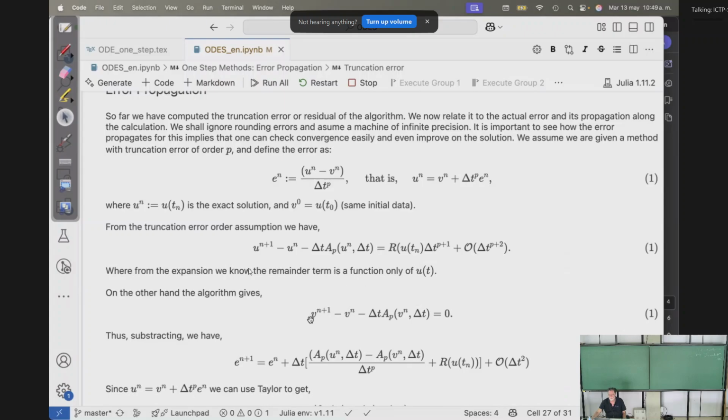On the other hand, we have the expression, the algorithm to compute things, where here is the approximation. So we can take this minus this to get that the error at step n plus 1 is equal to the error at step n plus this term, which is the a at u from here and the a at b from here, divided by delta t to the p plus the error, everything times delta t.